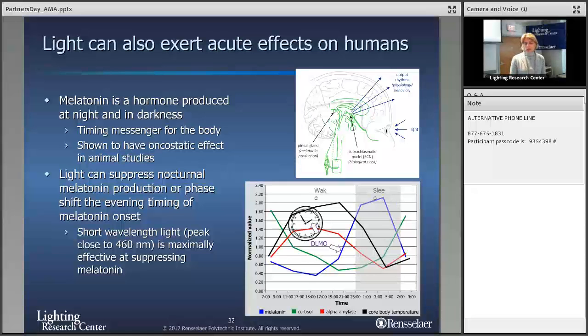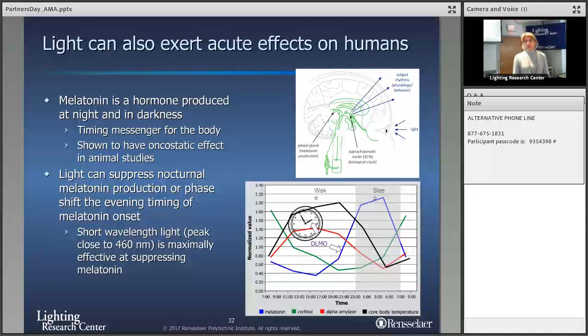Melatonin also has been shown to have oncostatic effects. In animal studies, a lot of work done by David Blask and colleagues shows that if you remove the pineal gland from the animals, these animals cannot produce melatonin. If you inject a tumor in the animals and you give them exogenous melatonin through injection, this exogenous melatonin will reduce the growth rate of tumors compared to those that do not have high levels of melatonin.